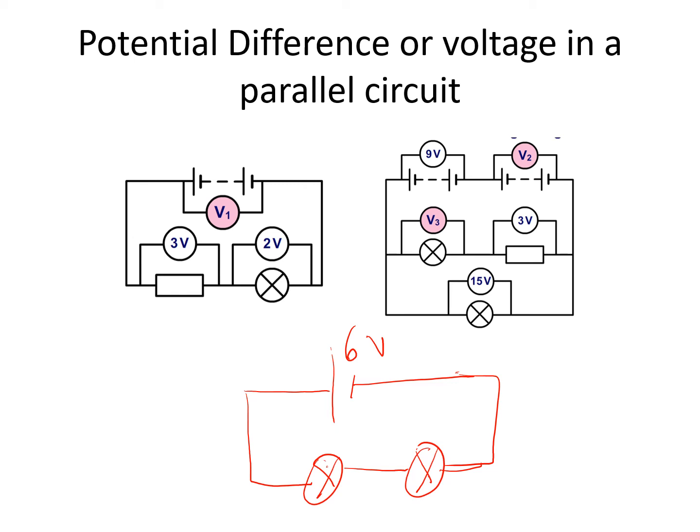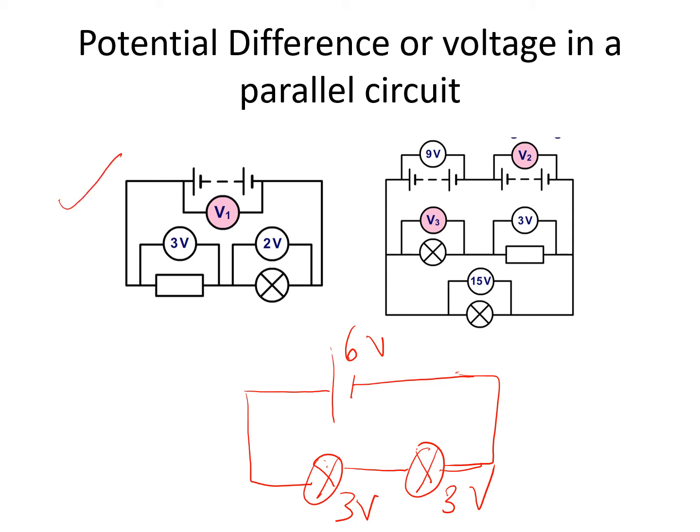They will be split, they will be shared. And if the resistances are the same, they will be shared equally. So you have 3 volt, you have 3 volt. Okay. Now the questions you get, the resistances or the bulbs are not always going to be the same.